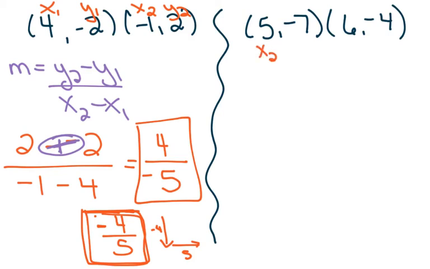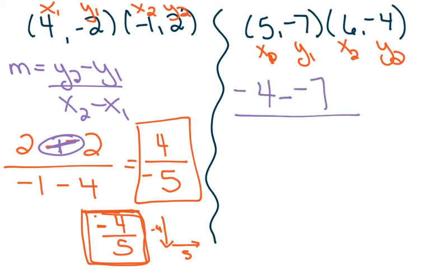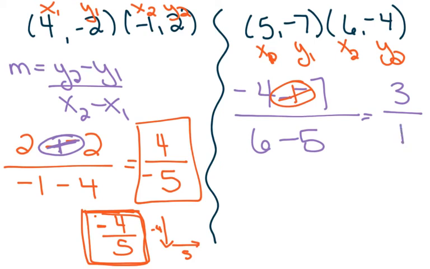We've got our x1, our y1, our x2, and our y2. So if I plug it in, I would have -4 minus -7 over top of 6 minus 5. Being careful, when you subtract a negative, that's like adding. So on the top, -4 plus 7 gives me 3. And on the bottom, 6 minus 5 gives me 1. That fraction 3 divided by 1 simplifies to 3.